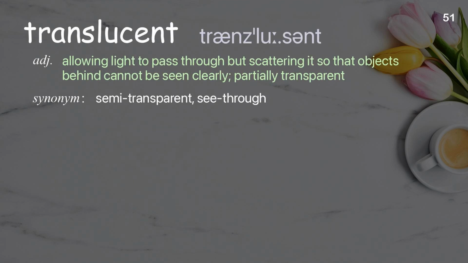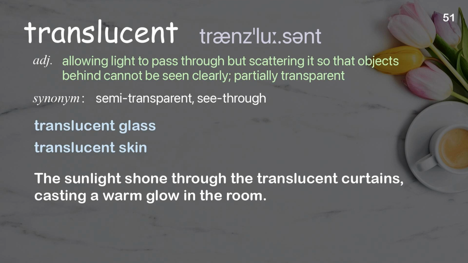Translucent. Allowing light to pass through, but scattering it so that objects behind cannot be seen clearly, partially transparent. Examples: translucent glass, translucent skin. The sunlight shone through the translucent curtains, casting a warm glow in the room.